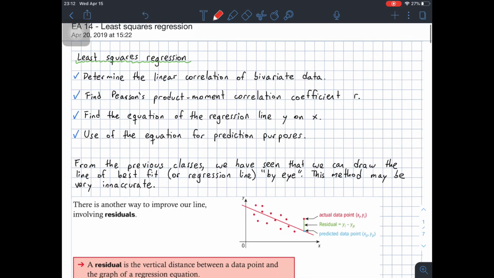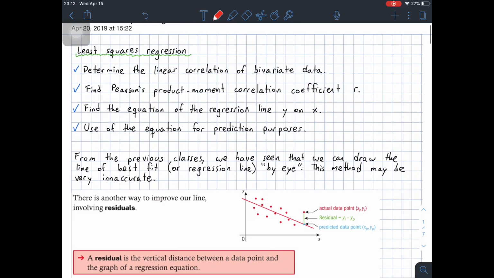Okay, so least square regressions. There are four main objectives for this class. The first one, determine the linear correlation of bivariate data, which is something we have been doing already in the previous classes. Number two, find Pearson's product moment correlation coefficient R, which is also something that we already know how to do to determine the value of R. Then, find the equation of the regression line y on x. This is something new that we're going to see.